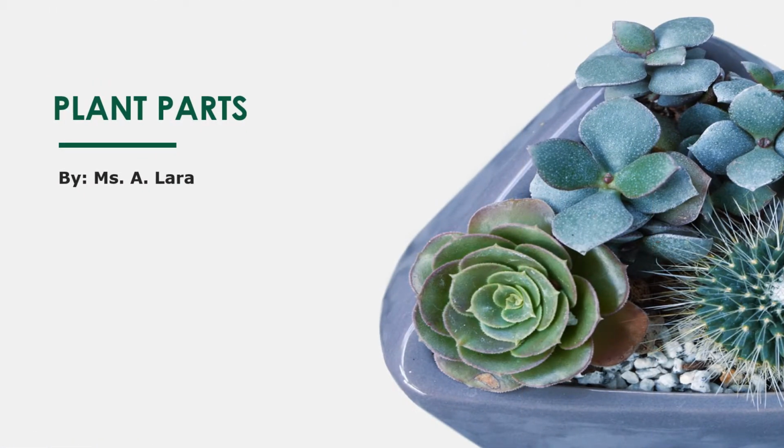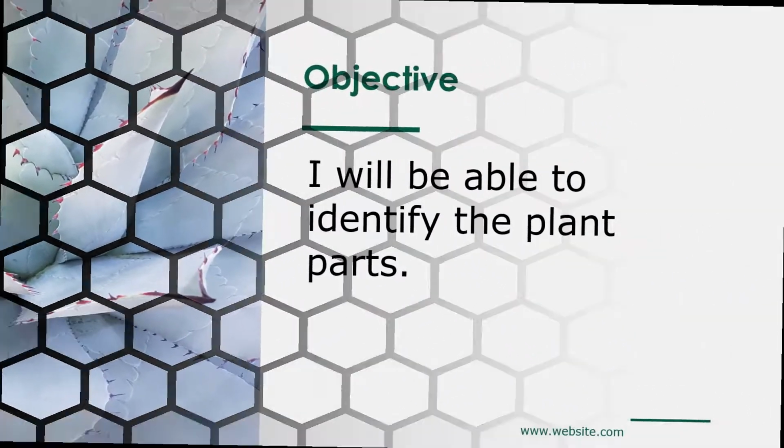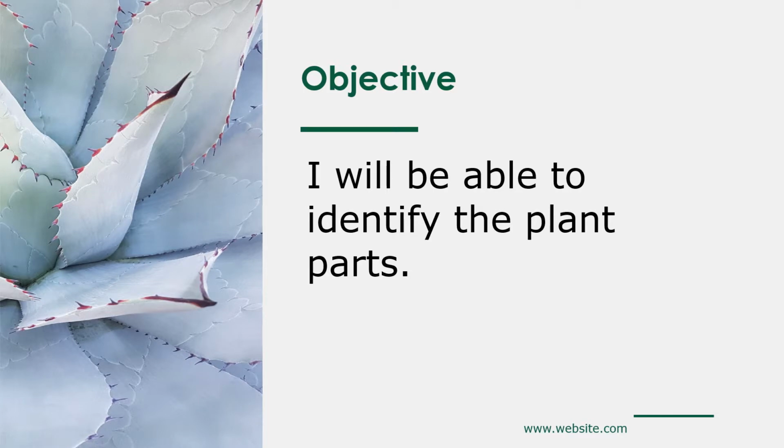Today for science, we're going to learn about the plant parts. We are going to talk about the different parts of a plant. Our objective for this lesson is I will be able to identify the plant parts.